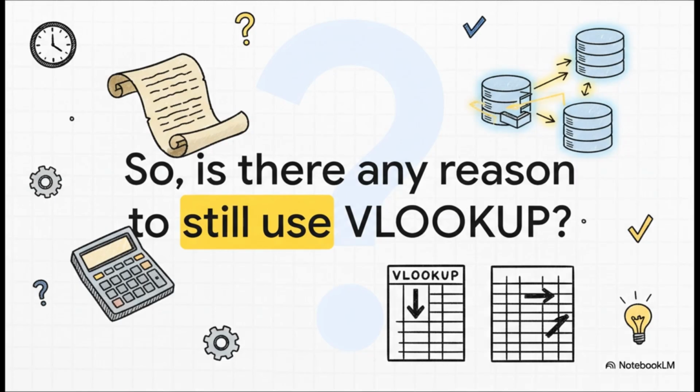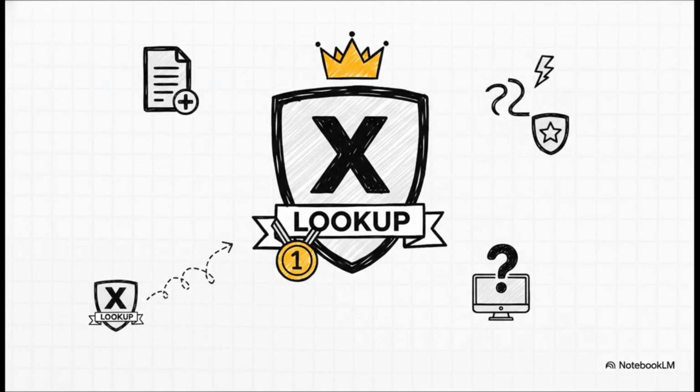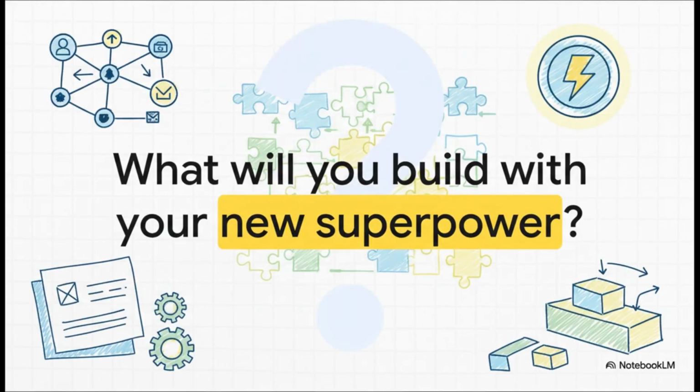With all these advantages, you've got to ask, does the old VLOOKUP still have a place? Well, there's one big reason: compatibility. XLOOKUP only works in the newer versions of Excel. So here's the takeaway. For any new spreadsheet, just start with XLOOKUP. It's simply better.